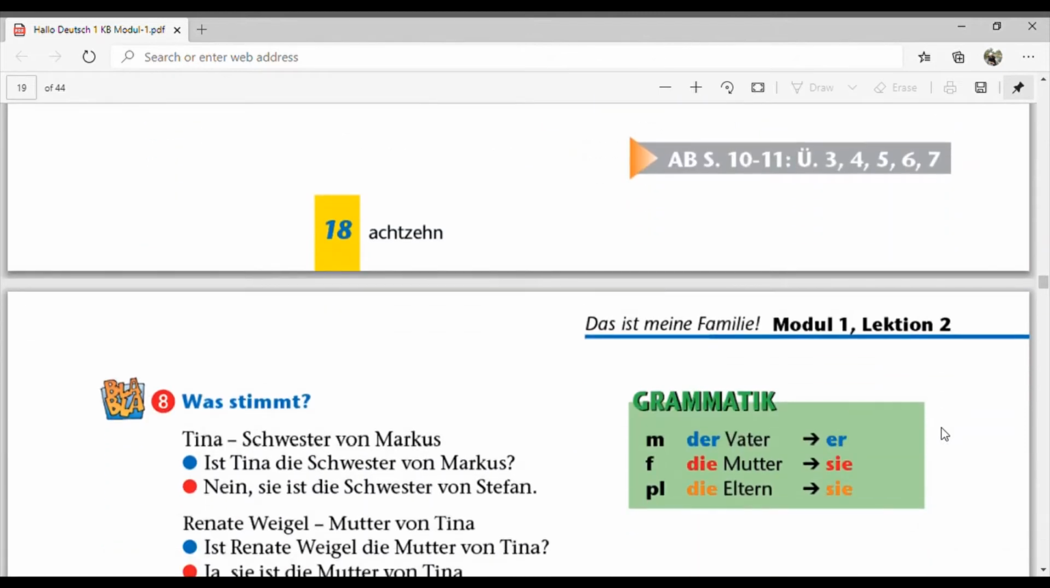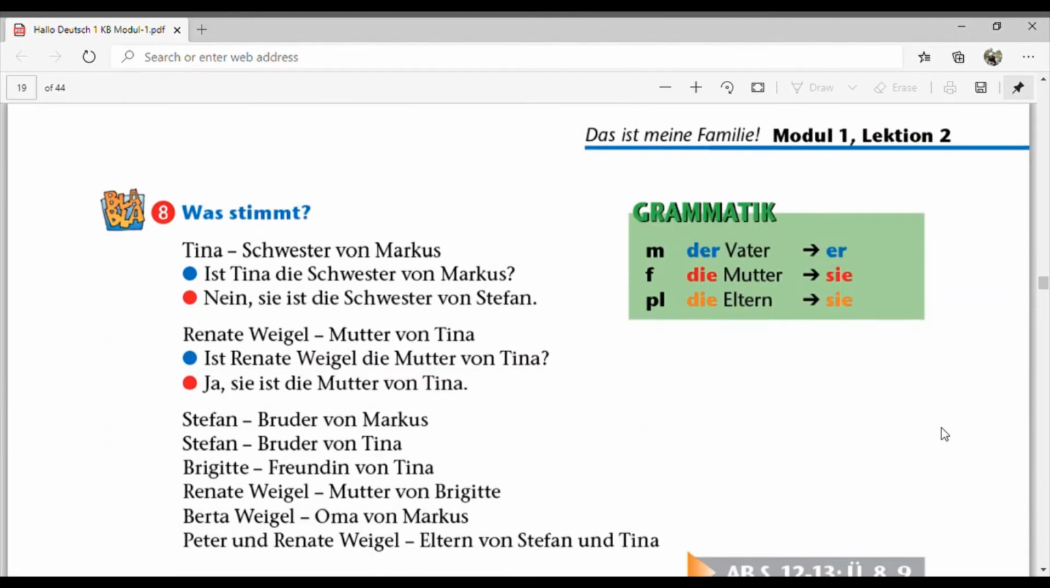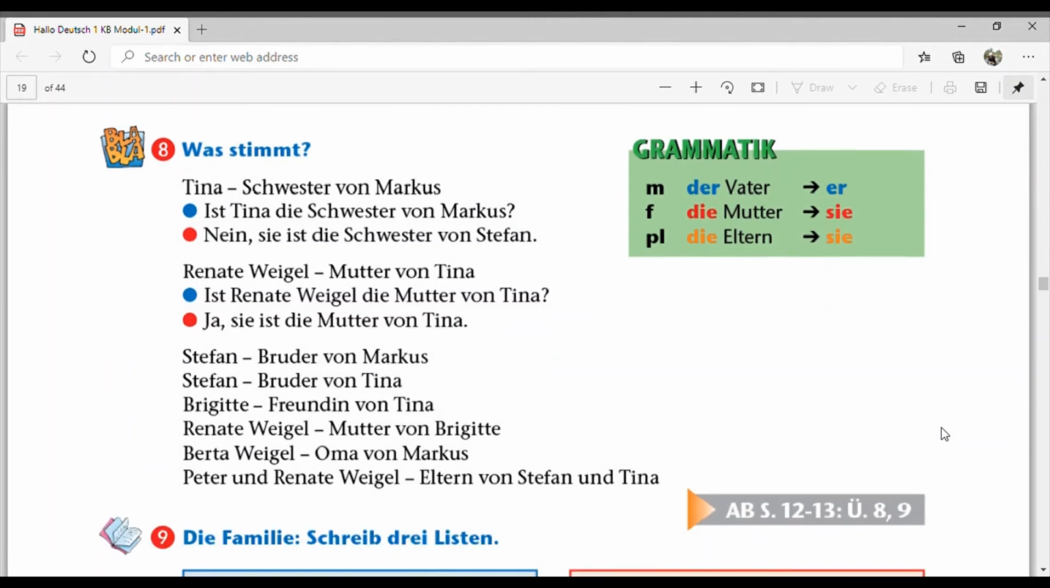Then here, was stimmt? Next topic is was stimmt. Stimmt means true. So was stimmt? What's true? Okay, and here the grammar is again male, female, so masculine, feminine, and then plural. So masculine is der Vater, so it's er, die Mutter, sie, die Eltern, then sie. So that means he, she and they.